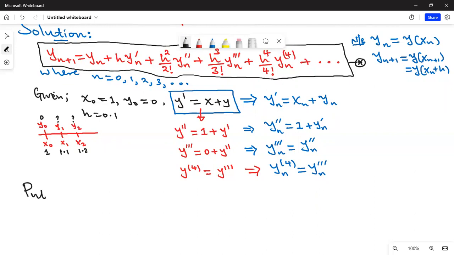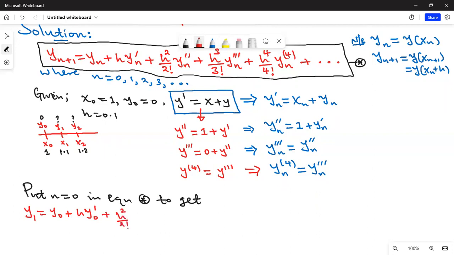Put n = 0 in equation star to get, when we use 0, y_1 = y_0 + h y_0' + h²/2! y_0'' + h³/3! y_0''' + h⁴/4! y_0''''.